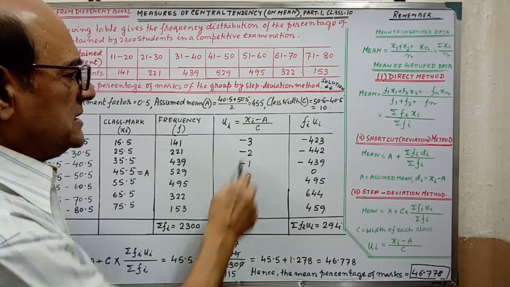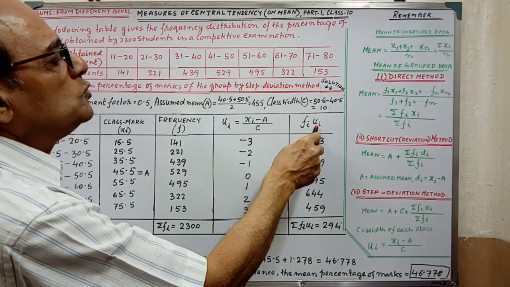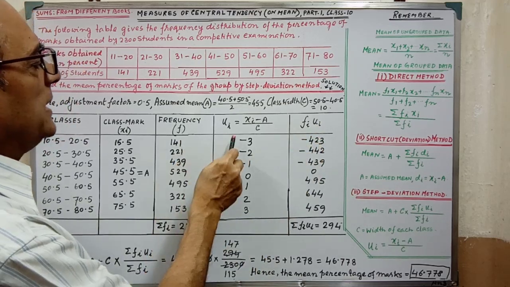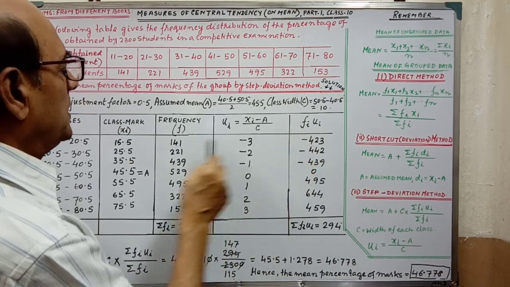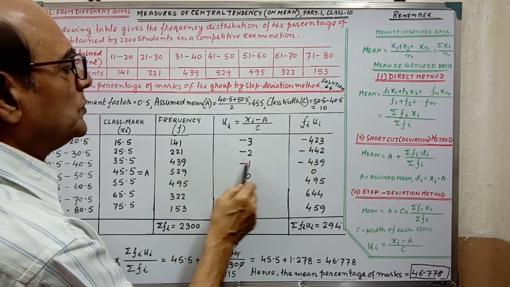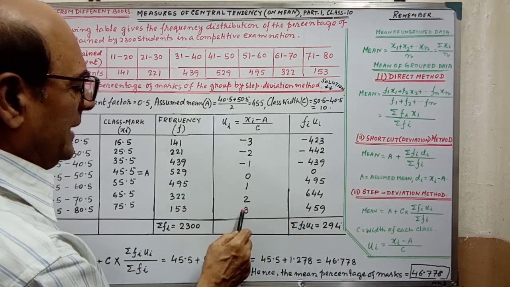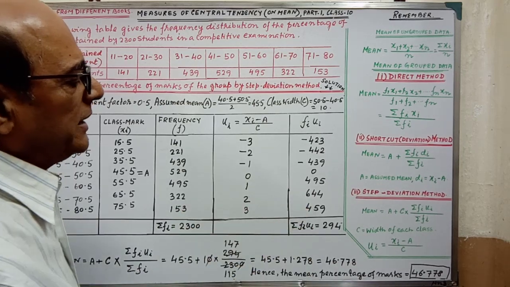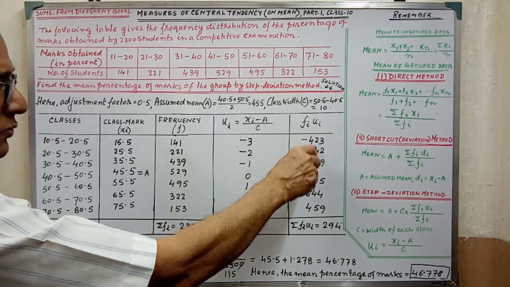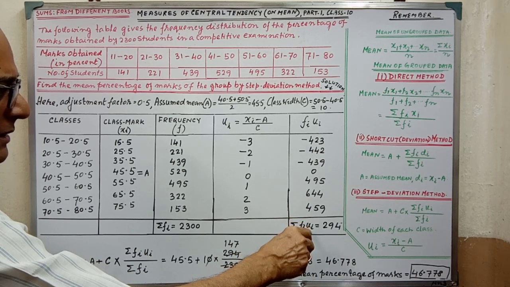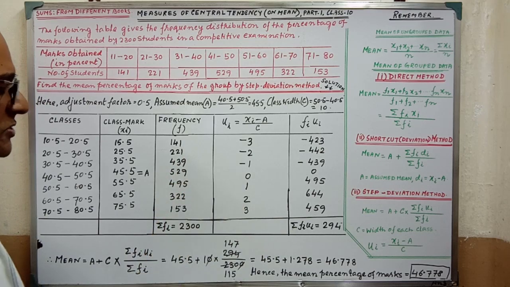After getting this value, then we have to find out fi into ui, that means this into this. By multiplication, we are getting minus 4, 2, 3. All this you have to do. By doing this, we are getting the total, this into this, that is 459. Then we have to add the frequencies, and then we have to add fi into ui. That is the summation of this, and this is the summation of this.